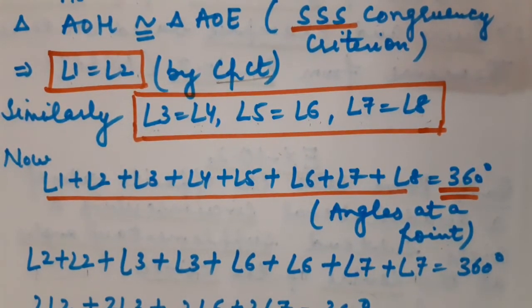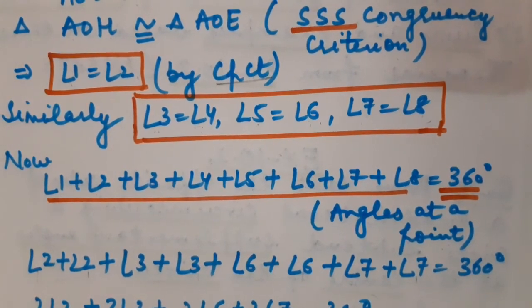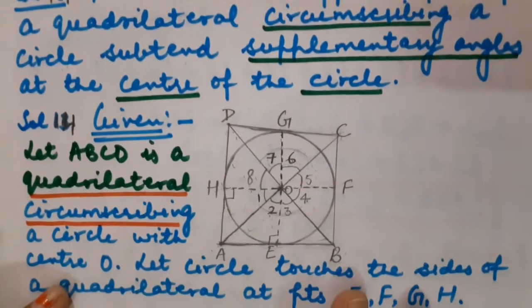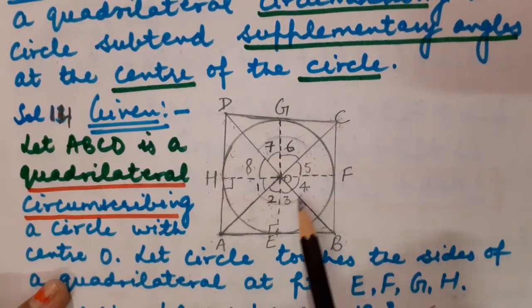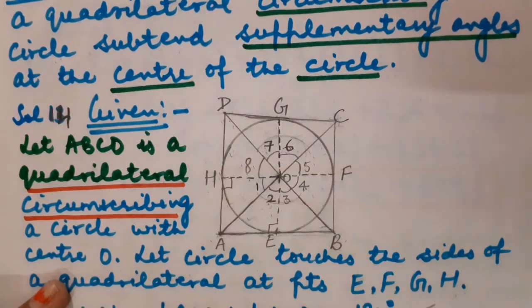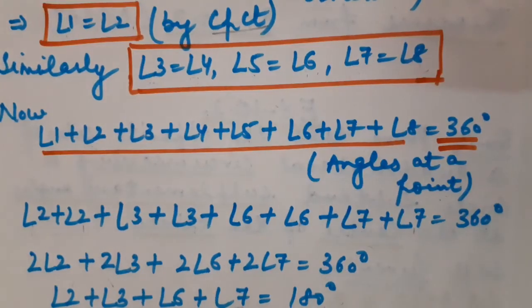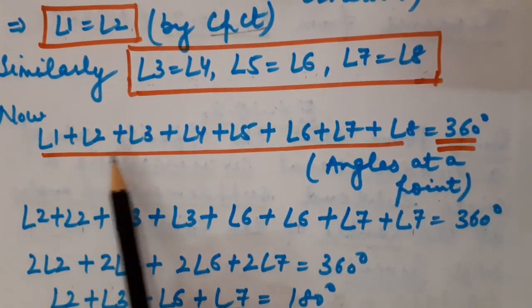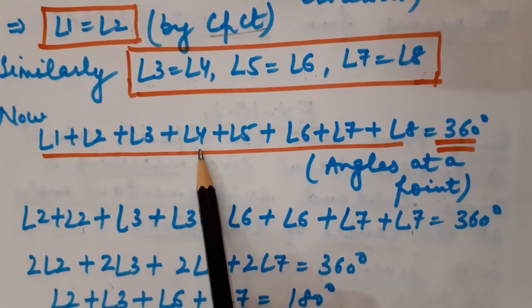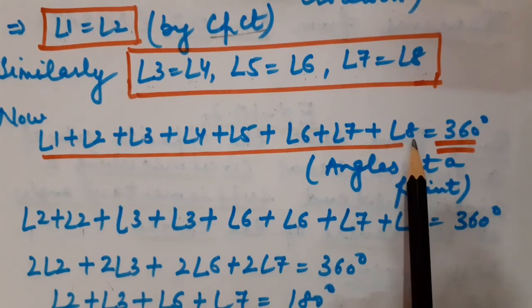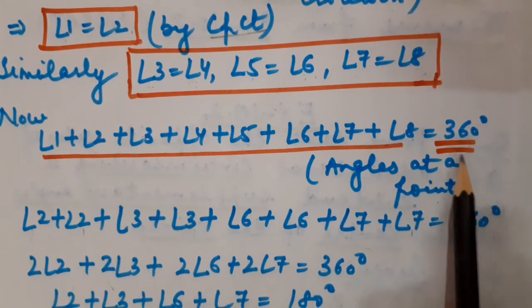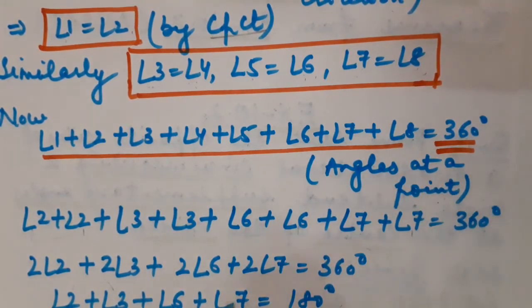Okay. So children, you know that all the angles are made at a point. Have a look. They all are 8 angles are made at a point. So what will be the sum of all the angles? That is 360 degree. Fine. So now angle 1 plus angle 2 plus angle 3 plus angle 4 plus angle 5 plus angle 6 plus angle 7 plus angle 8 is equal to 360 degree angles at a point.